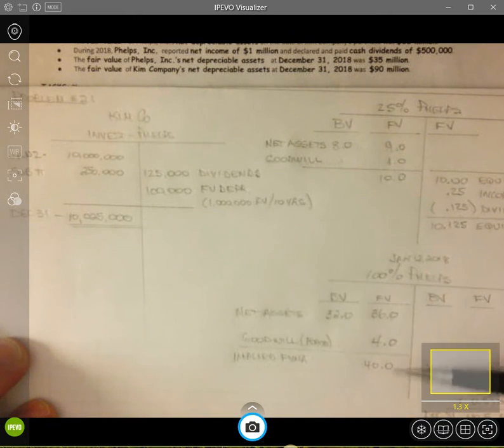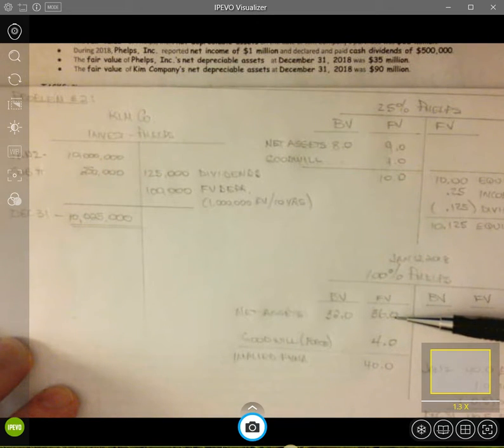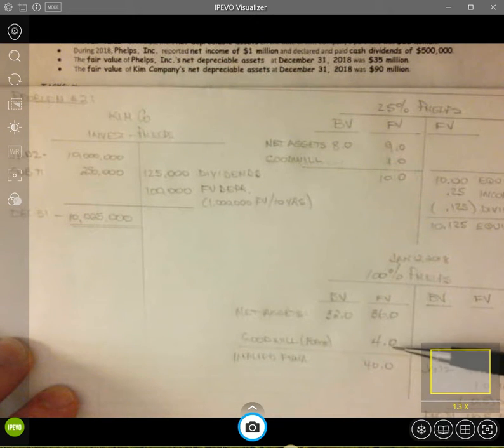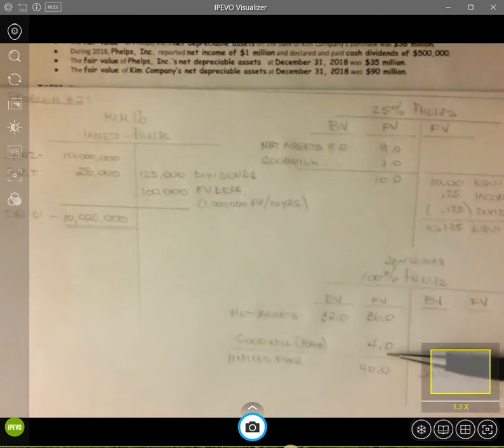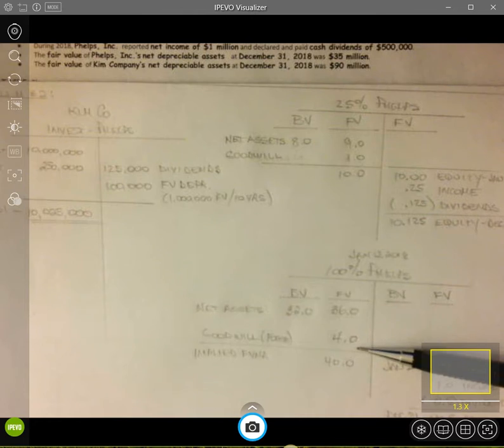Since the parent paid $10 million for 25% of the subsidiary, that implies that the subsidiary's worth is $40 million, $10 million divided by 25%. If the fair value of the assets were only $36 million, we can infer that the difference between the implied value and the fair value of the net assets would be a premium paid by the parent. Now, this would be the 100% case for the subsidiary.